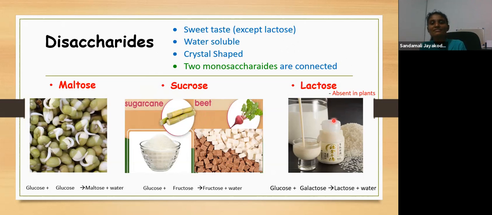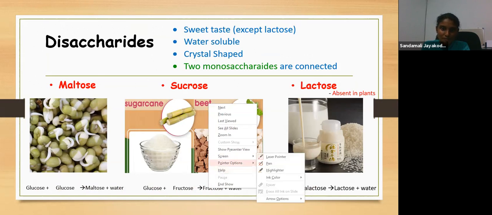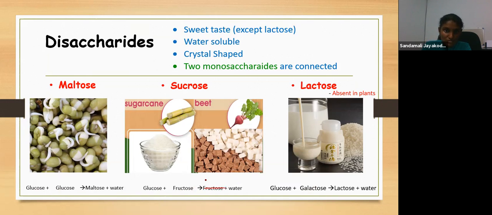This is the only sugar which is not found in plants. It is only found in milk products, dairy products. They are made up of different monosaccharides like this. I told you this earlier too. Glucose plus glucose makes maltose, and a water molecule is released. Glucose plus fructose. Here it should be sucrose. The product is sucrose.